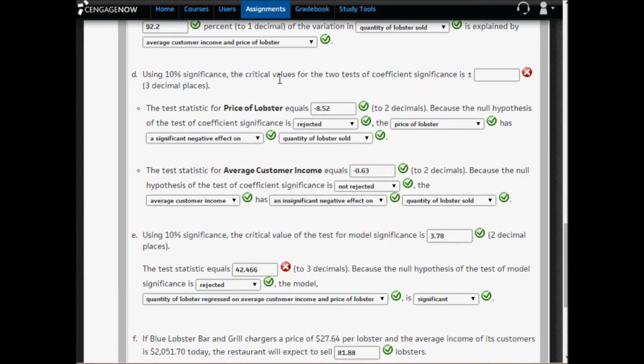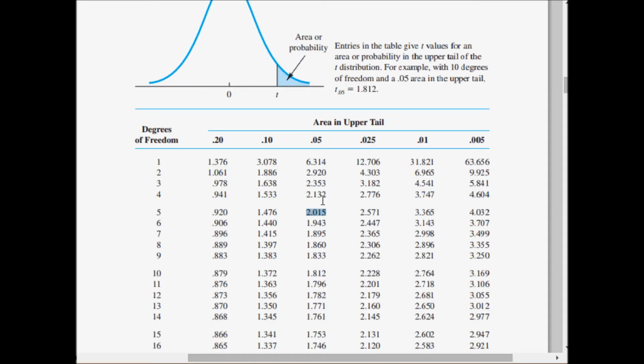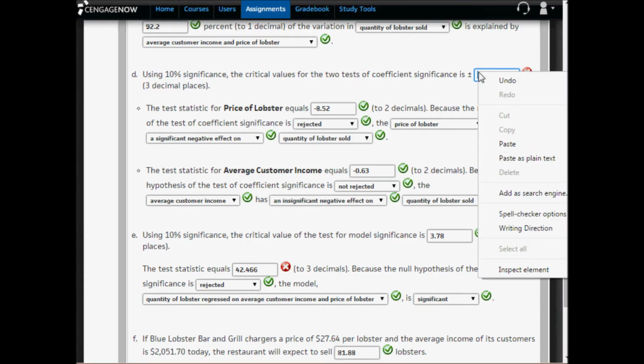And then I think I forgot to put in the critical values of the test for coefficient significance. Critical values for the test of coefficient significance were 2.015. Right, from the T-table, correct? Sorry about that.